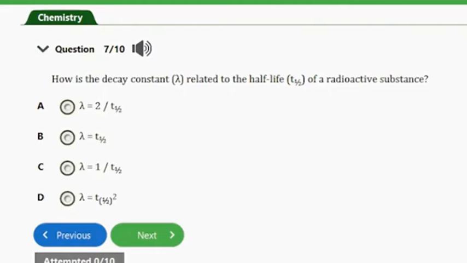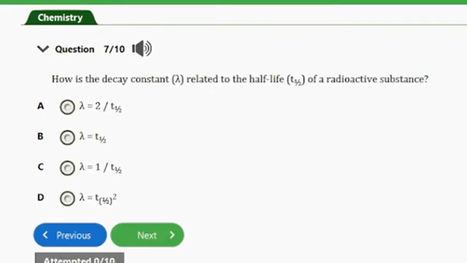That's question number 7. It says, how is the decay constant lambda related to the half-life of a radioactive substance? So we have options A, lambda is equal to 2 over the half-life. B, lambda is equal to the half-life. And then C, lambda is equal to 1 over the half-life. And then D, lambda is equal to the half-life raised to the power of 2. So guys, the answer to this question will be option C here.